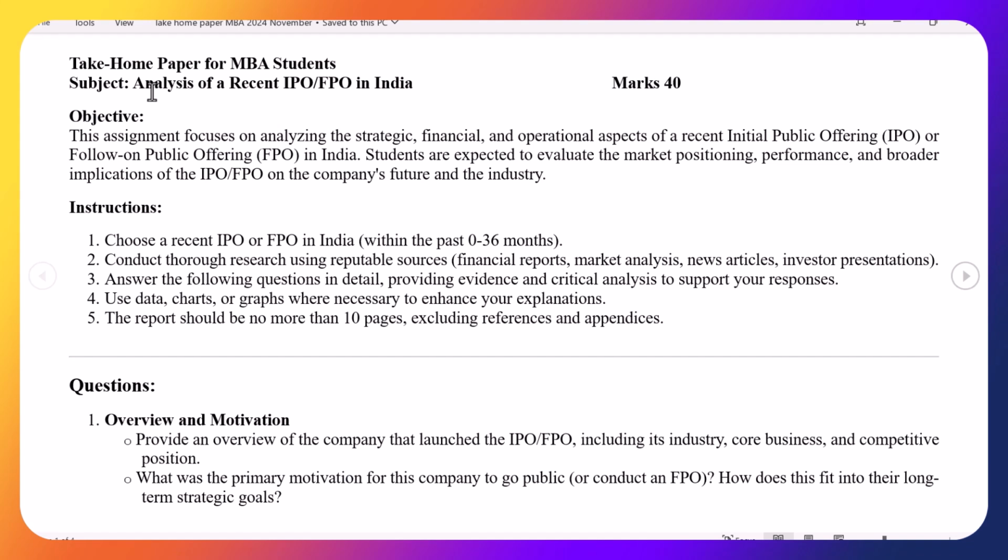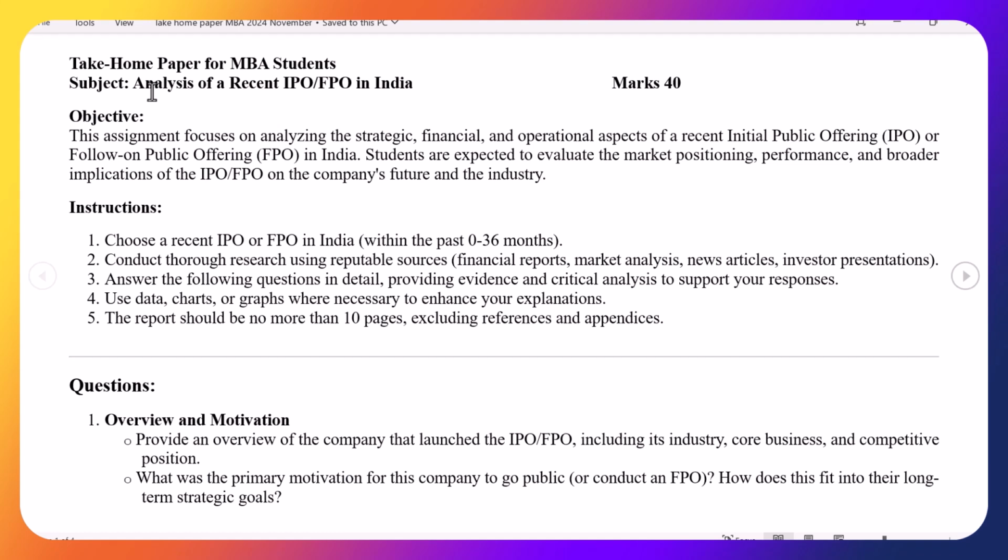Just read it. Okay, so take-home objective. This assignment focuses on analyzing the strategic, financial, and operational aspects of a recent initial public offering or follow-on public offering in India. Students are expected to evaluate the market positioning, performance, and broader implications of the IPO or the FPO on the company's future and the industry.